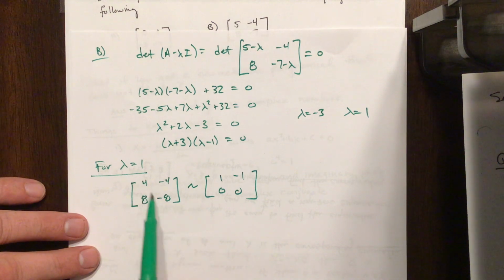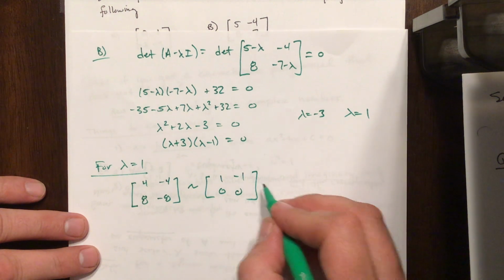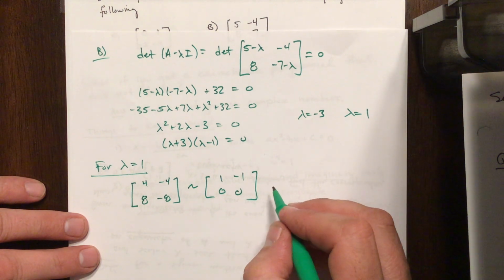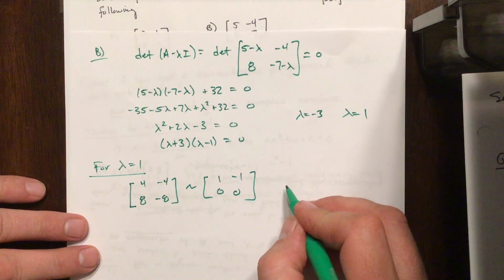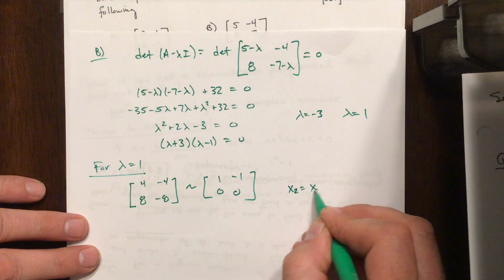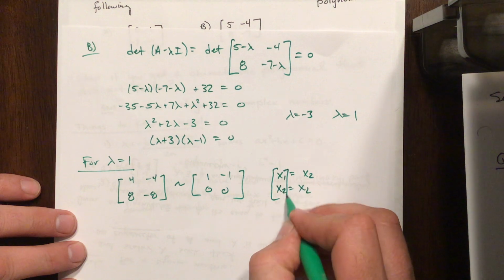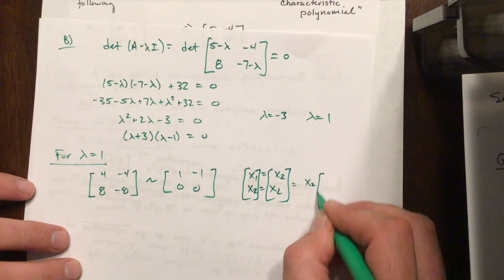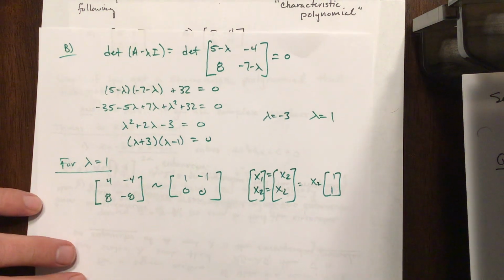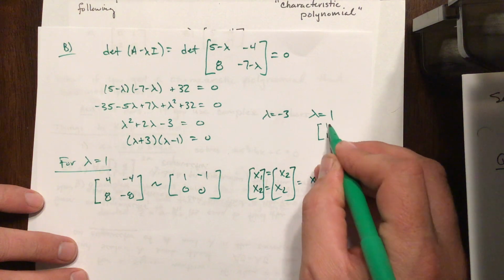Okay, these are both scalar multiples of one another. So divide by 4, you get 1, -1, and then you see that the second row is a scalar multiple of the first, so it reduces to 0, 0. And so x2 is free, x1 is x2. So the null space of A minus lambda I is all scalar multiples of the vector 1, 1. So the corresponding eigenvector here is 1, 1.